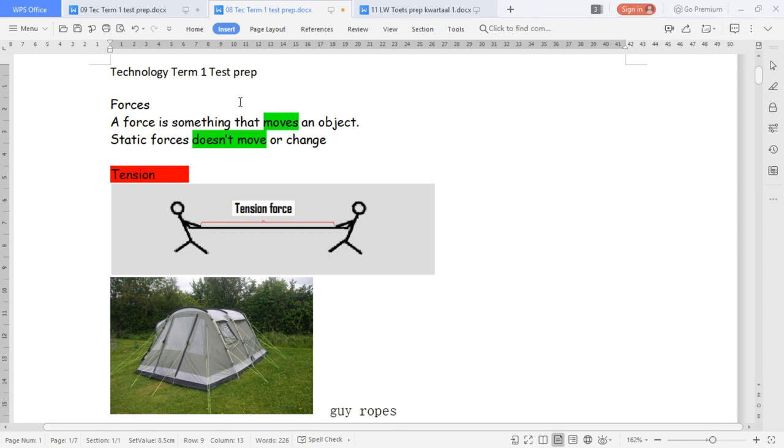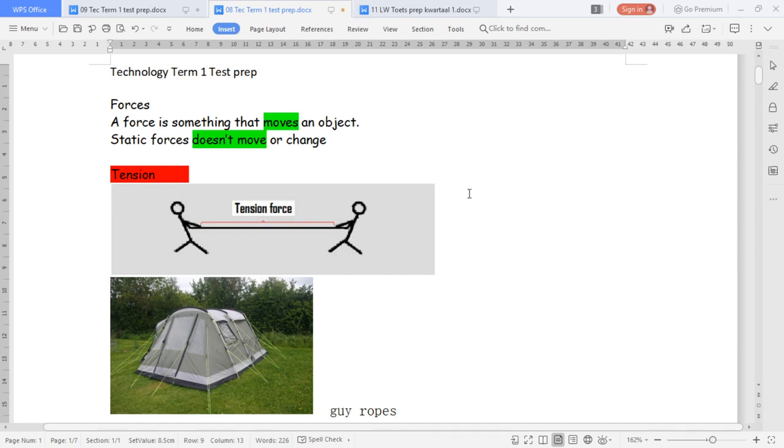So a force is something that moves an object. A static force is something that doesn't move. So let's say, for example, you've got your pencil on your desk and the pencil's lying still, which means it's a static force. But as soon as you push the pencil, then the pushing is a force that makes the pencil move. Or if the pencil falls, then it is the gravity that is making the pencil move.